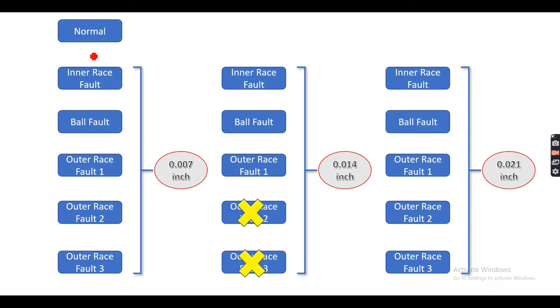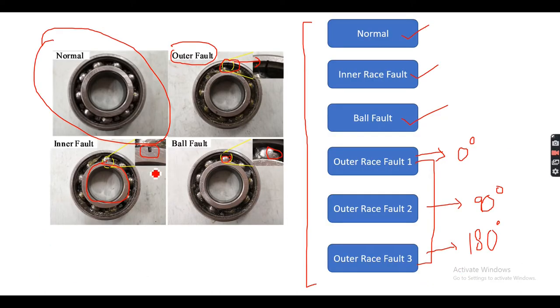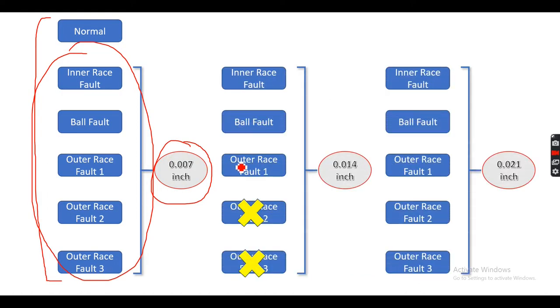Next, coming to the next part, there are three types of fault. These are the categories of fault, but the severity of the fault they have also changed. So initially we saw all these faults, what they are and what they signify, and then what is this 0.0071 inch? This is basically the depth of the fault. So here, as you can see, this depth they have changed from time to time and collected various data. So for the 0.0071 fault, all these faults have been calculated. Then the depth of the fault is increased to 0.014 inch, and then 0.021 inch. For the 0.041 inch fault, these two are not available.